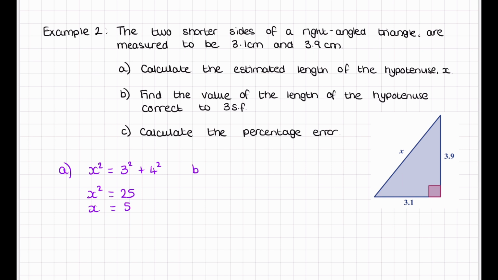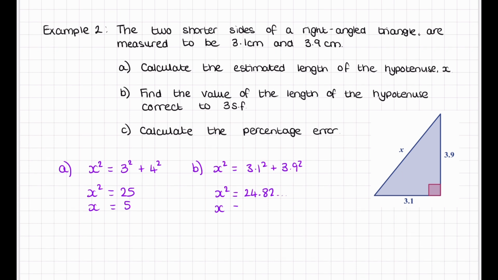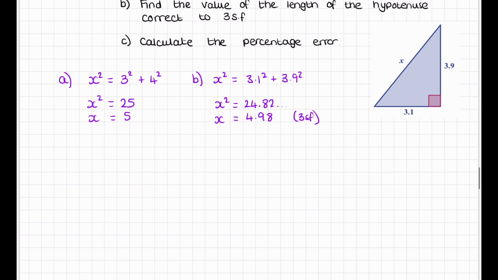Now part B, find the value of the length of the hypotenuse correct to three significant figures. So now because we have a calculator, what is the length of that hypotenuse? So it would be 3.1 squared plus 3.9 squared. X squared then equals 24.82. And so x equals 4.98 to three significant figures. Now remember, we always write our answer to three significant figures. C, calculate the percentage error.